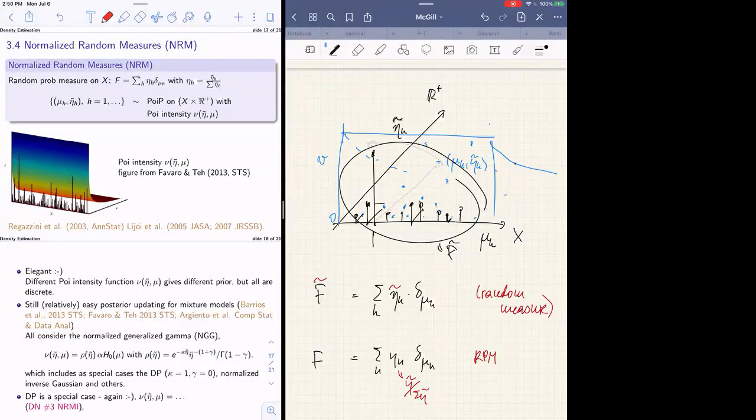So this is exactly the mu sub h, and use the eta h tilde. That's the eta h tilde. Use that for the probability mass at that location. That's it. That's the construction. So it's very elegant.